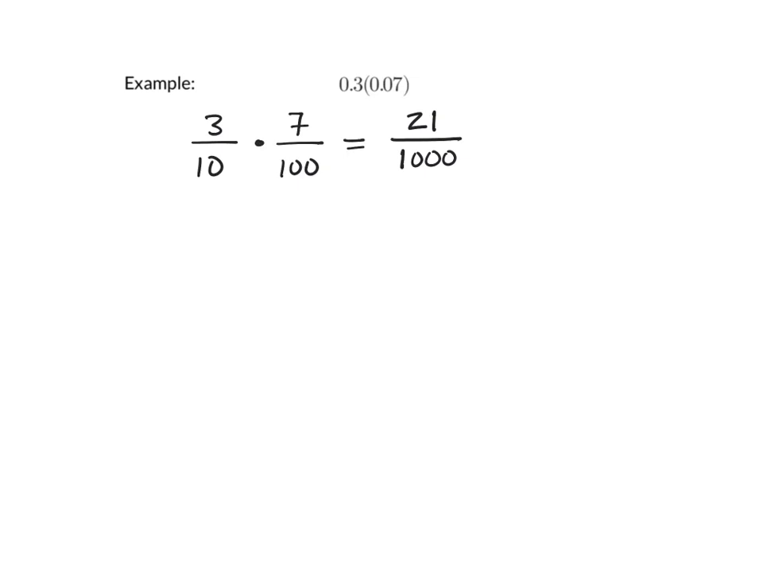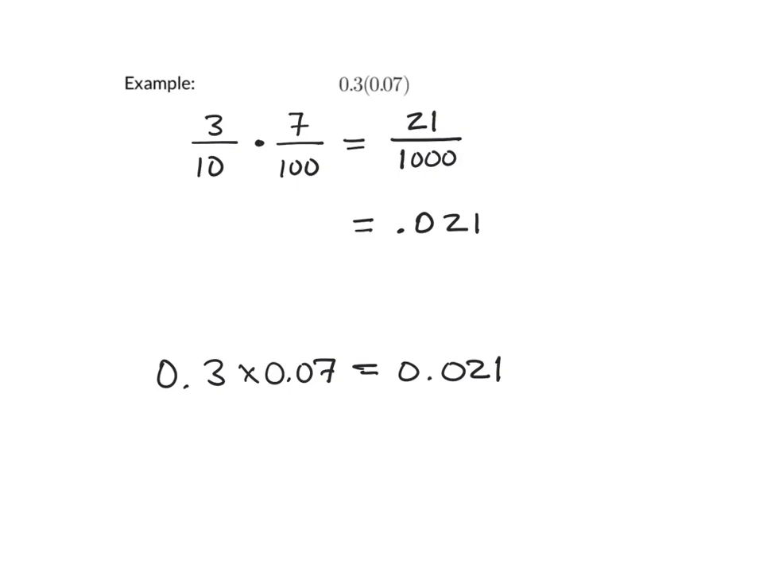Alright, if I go ahead and rewrite this as a decimal, 21 thousandths, this is going to be 21. I need 3 decimal places, and so I need to input a 0 between the decimal point and the 21. So let's go ahead and look at what this means. 0.3 times 0.07 equals 0.021.